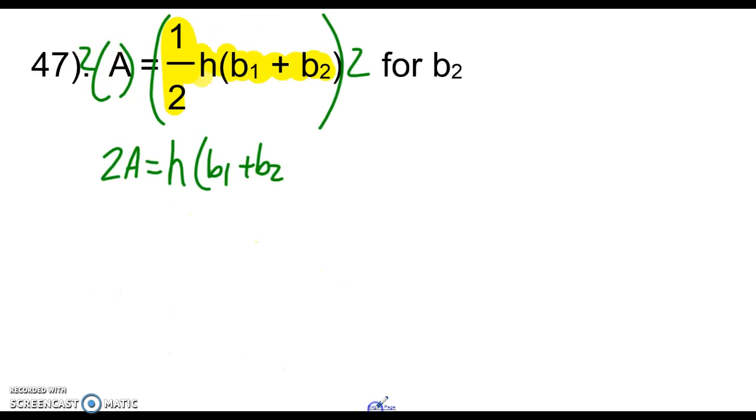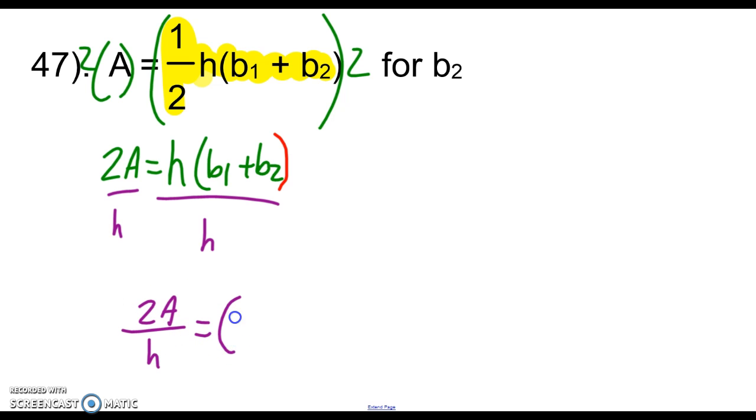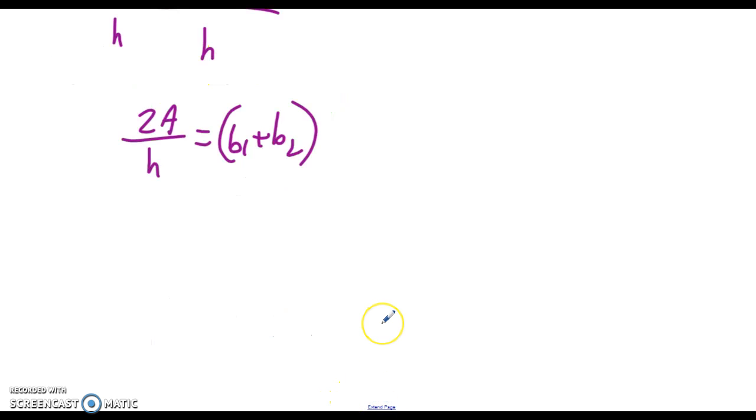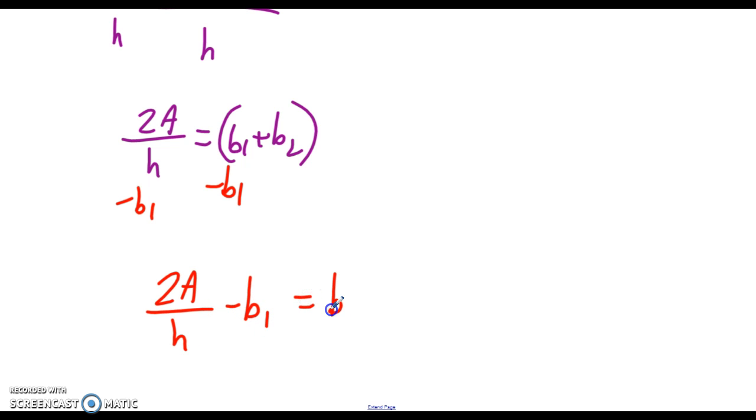All right, so with that, we are getting closer to solving for our b2. Now we have some division we need to take care of. I'm going to divide both sides by h, right, to give us 2a divided by h is equal to b1 plus b2. We don't really need the parentheses at that point. Now the last thing we have to do is just subtract the b1 from both sides. So that leaves us with 2a divided by h minus b1 is equal to b2.